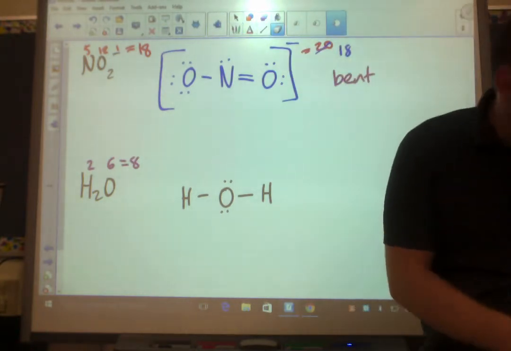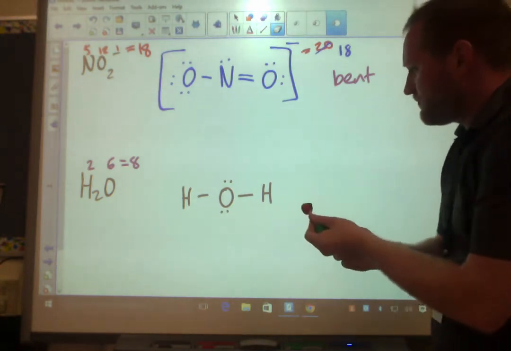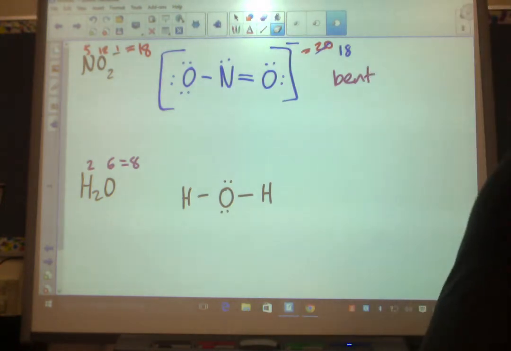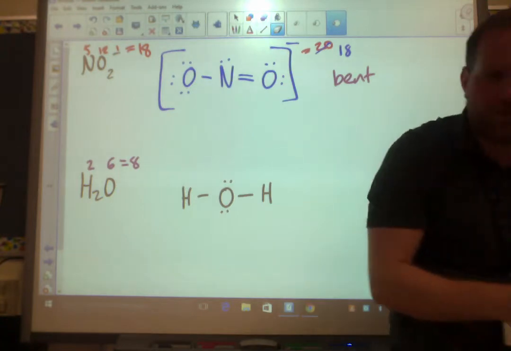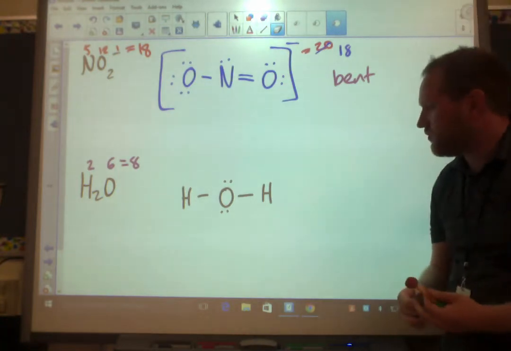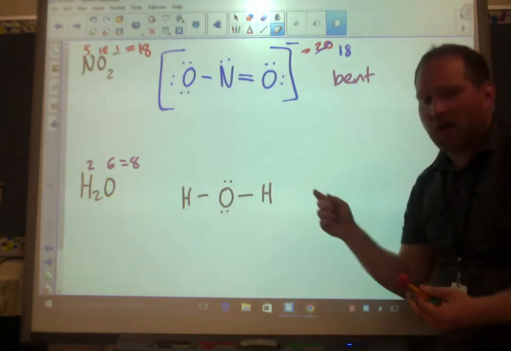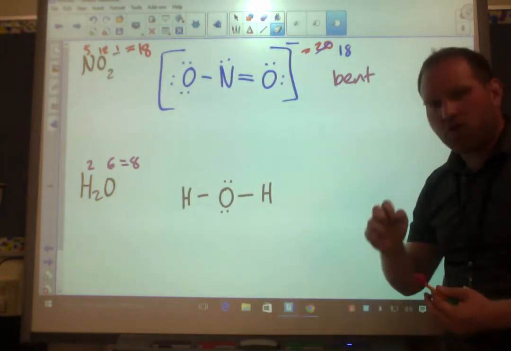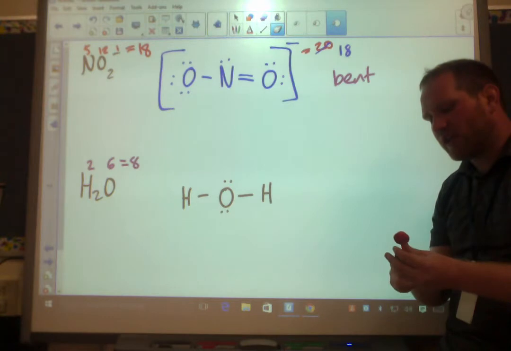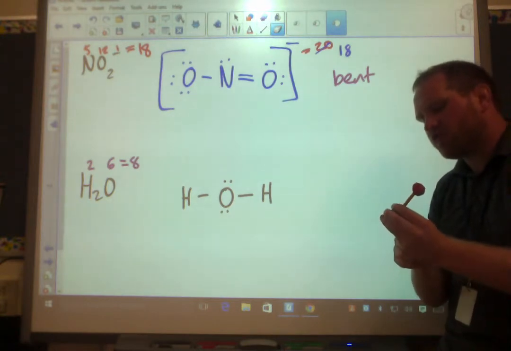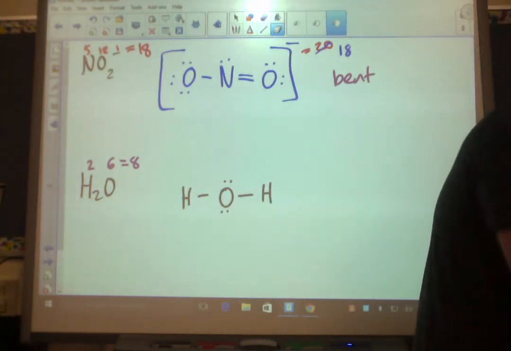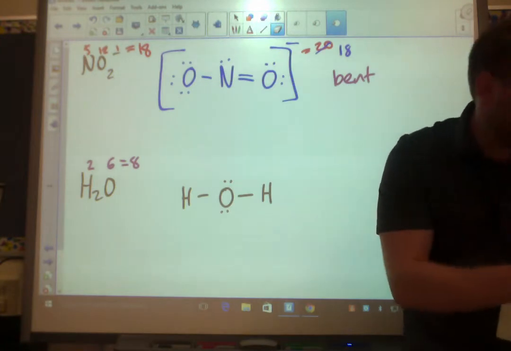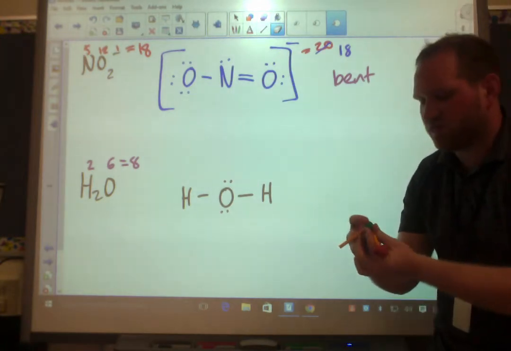Imagine you're just looking at that central oxygen. What does it have on it? How many regions of electrons? Well, 1, 2 bonds and 2 lone pairs. So really there's 4 electron regions. When you have 4 electron regions, those are going to push themselves away with equal strength. You're going to end up with this tetrahedral shape.